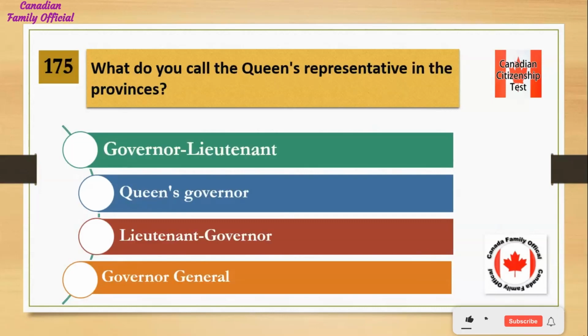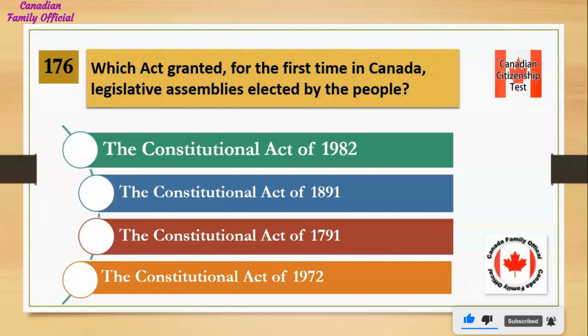What do you call the Queen's representative in the provinces? Number 1, Governor-Lieutenant. Number 2, Queen's Governor. Number 3, Lieutenant Governor. Number 4, Governor General. And the answer is Lieutenant Governor.